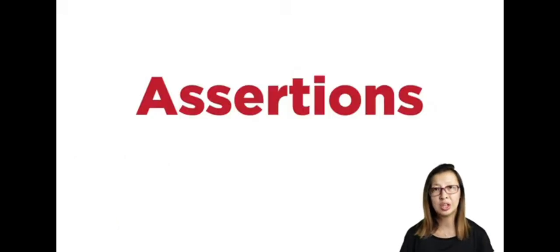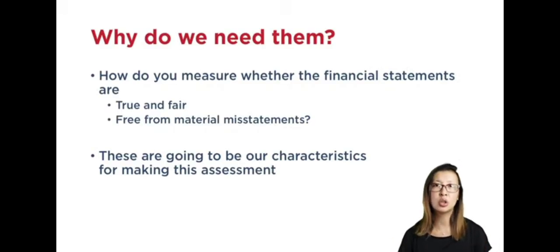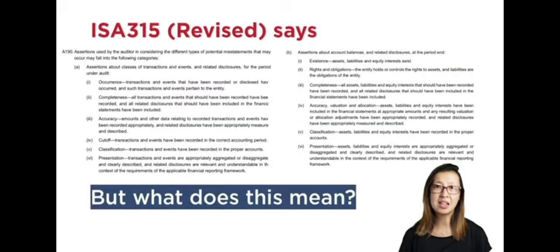Well, today we're going to look at assertions and see how they fit into that whole process. Our assertions are going to work as characteristics that we need to test to make sure that the financial numbers and disclosures are correct and appropriate. So if you meet all of the assertions for your relevant transaction or balance, then we know that the financial statements are going to be appropriately recorded. ISA 315 has all of this information. It gives you all of the assertions and then some definitions using our audit language. But what exactly does that mean in plain English?